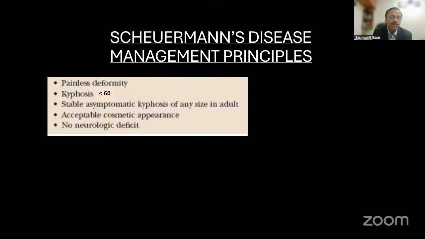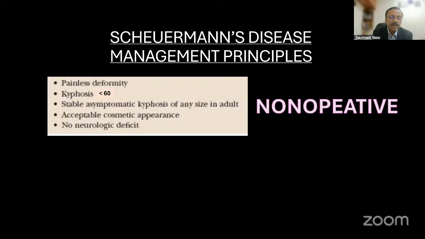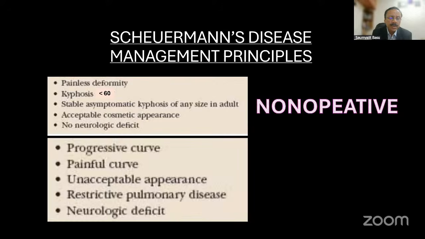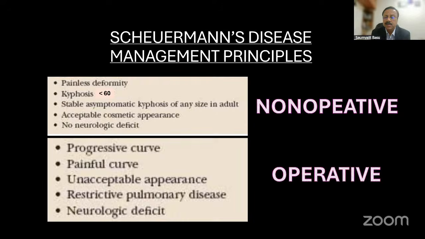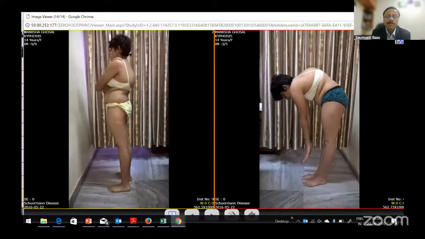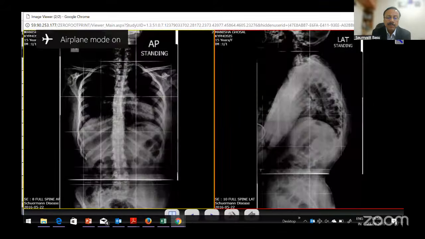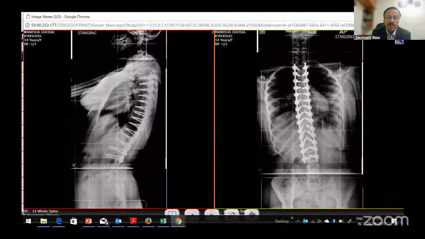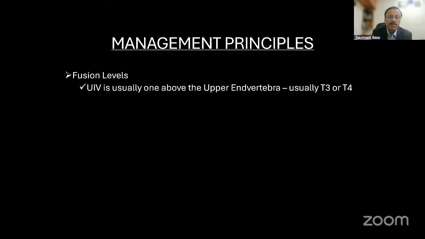And if it is a painless deformity with less than 60 degrees of kyphosis, with stable asymptomatic kyphosis of any size, I don't operate. Whereas if it is cosmetically unacceptable, a progressive curve or a painful curve, and if there is a restrictive pulmonary disease, then it's an operative case. An example where I went down to L4, because there was a huge curve, and this curve needed to go down to L4. Now, what are the principles of management of fusion levels?